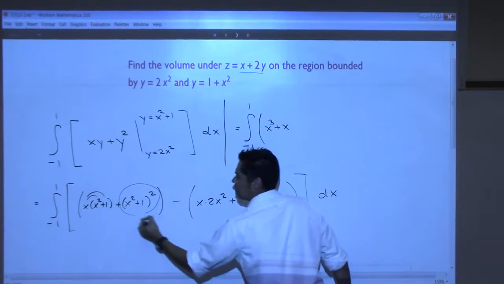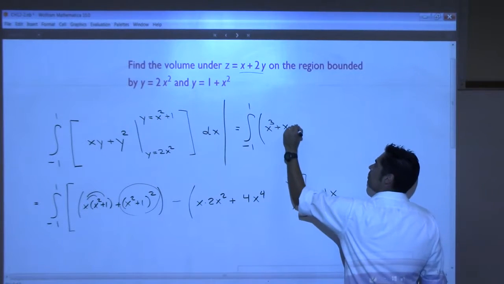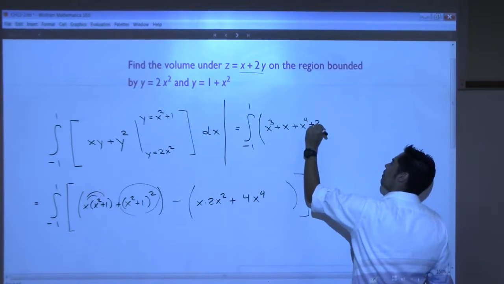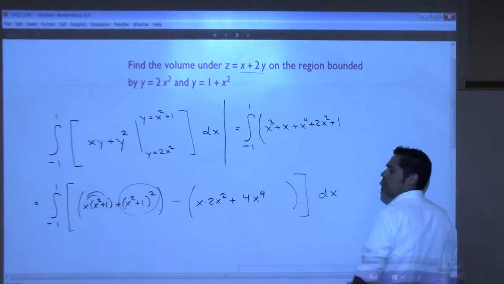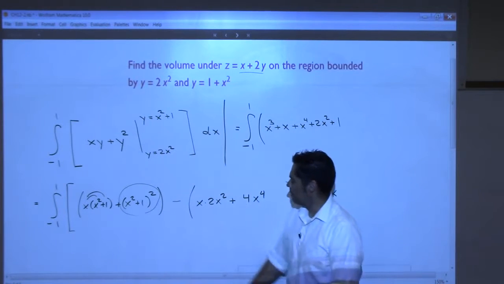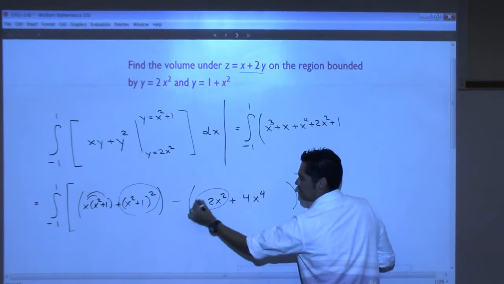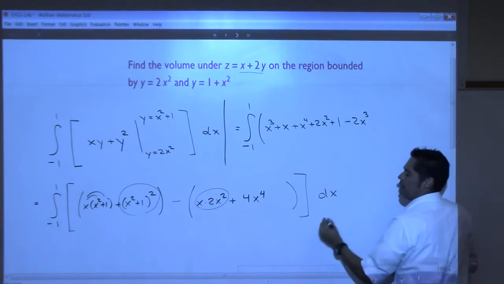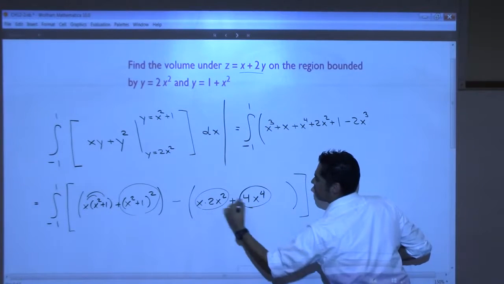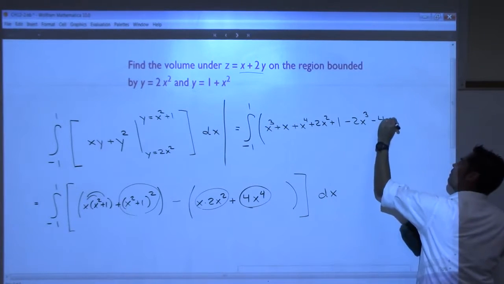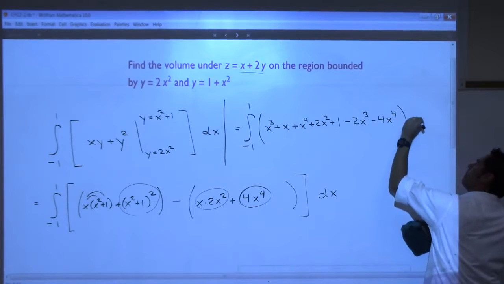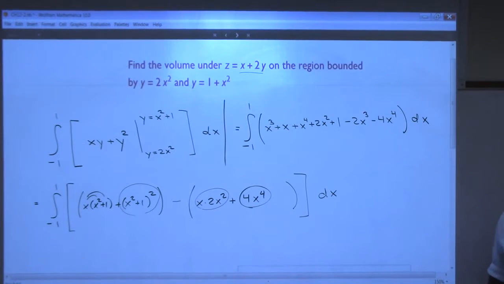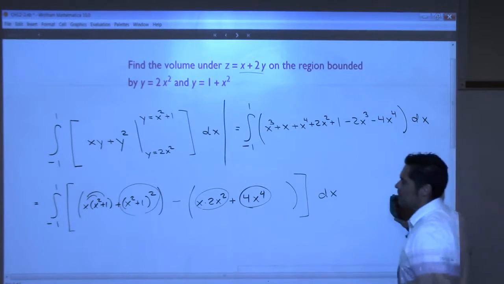Can we square this? Plus 1. That's squaring that. Okay, this right here is 2x cubed, but I'm subtracting it. And this is 4x to the fourth, but I'm subtracting it. Do we have any like terms? We do have some, right? Questions?